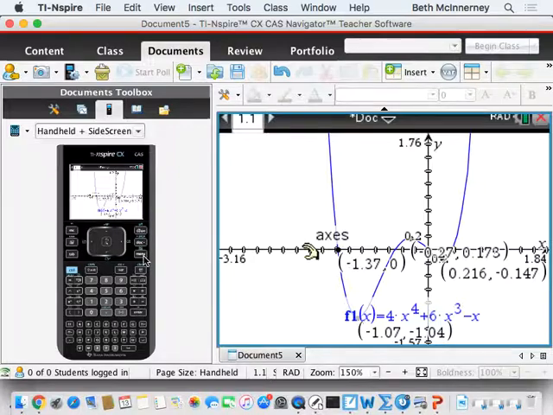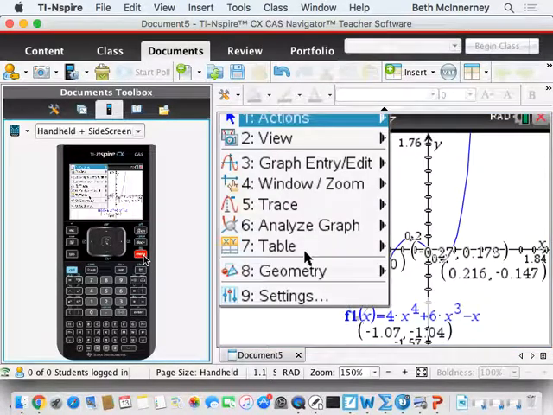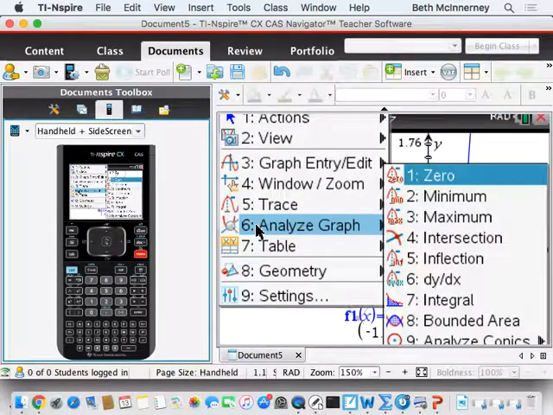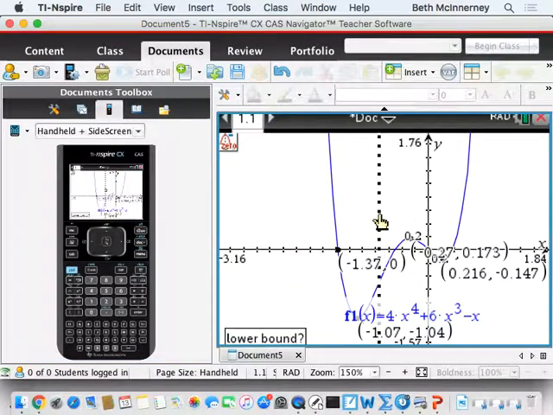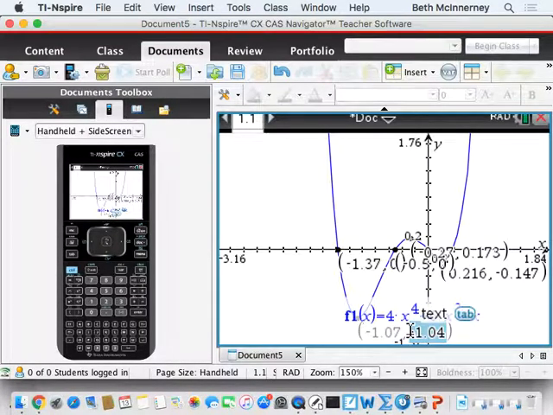Let me repeat it. You press menu, number 6 says analyze, and then the first option is zero. So let's do it again. I want this one here, and I go left and right. And that looks like negative 0.5. Let me try and move, see if I can get rid of some of this. Oh, yay. Okay.